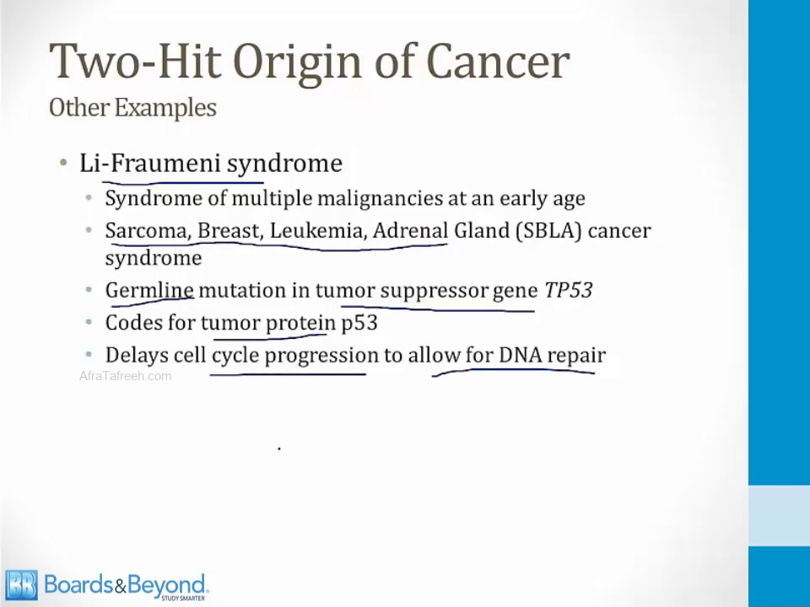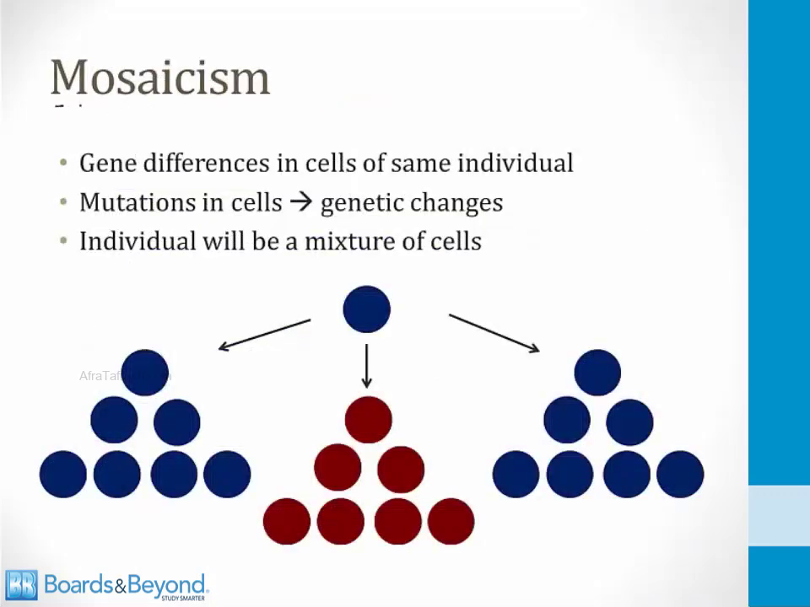So once again, people inherit one copy of the TP53 gene that is abnormal. Over the course of their lives, in some cells in their body, the other copy becomes abnormal, and that leads to cancer. Now let's talk about mosaicism.